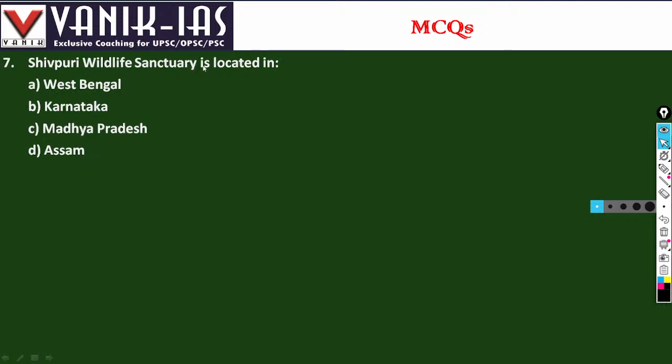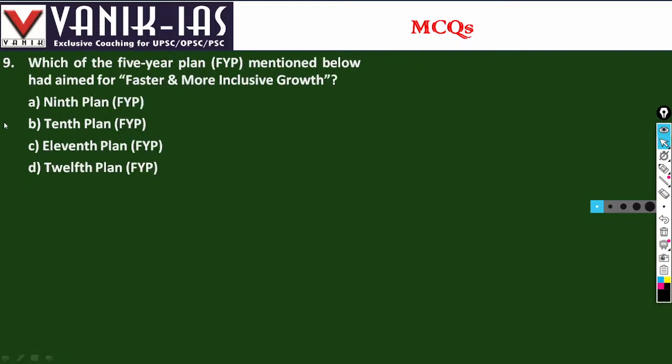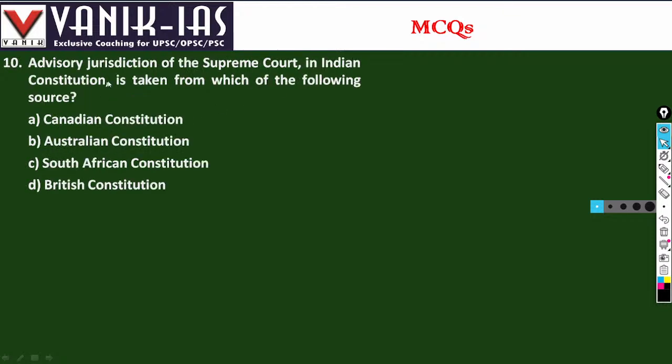The Shivpuri Wildlife Sanctuary is located in Madhya Pradesh. C. Then, Exercise Ausindex 2022 was recently held between India and Australia. Okay. Then which of the five-year plans mentioned below targeted faster and more inclusive growth? The first one is the 11th plan. Advisory jurisdiction of the Supreme Court in India; the Constitution has taken it from which of the following sources? And from the Canadian Constitution.